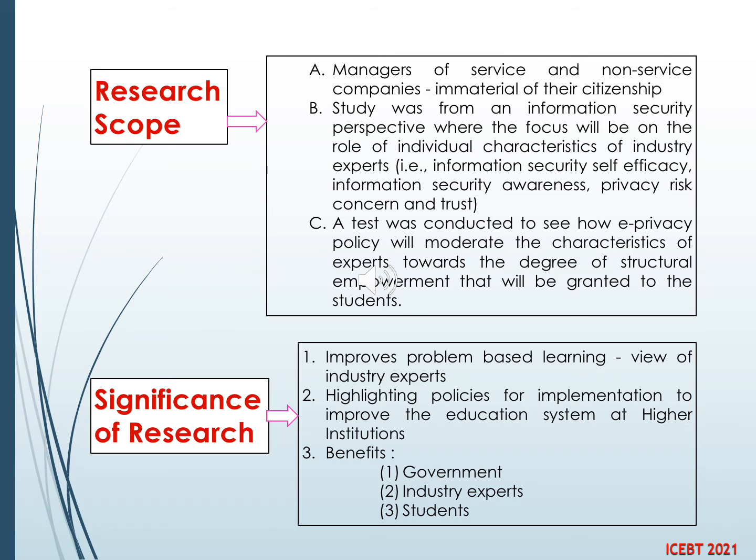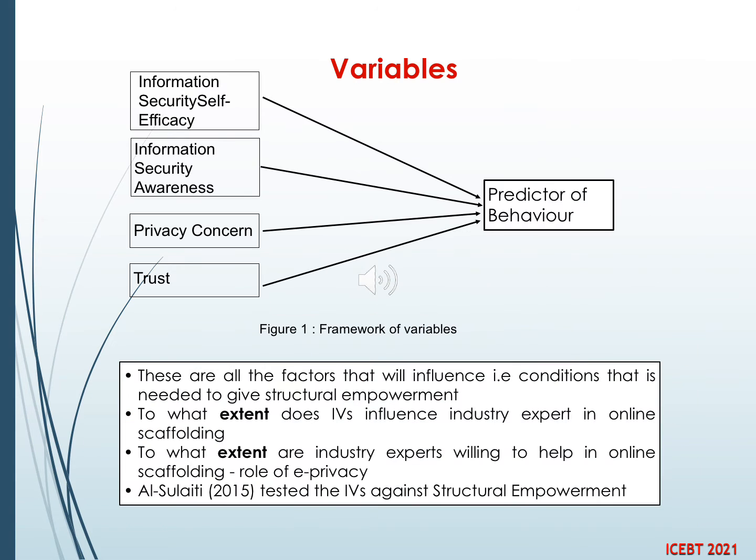The significance of this research is such that it will help improve problem-based learning. This is with the view taken from the experts themselves, and we hope that with this we can highlight new policies to the education system to be implemented in higher institutions. Based on literature review, 4 main predictors of behavior: information security self-efficacy, information security awareness, privacy concern, and trust were proven to be the most influential conditions when it comes to structural empowerment. Thus, we use this to test the extent of how they influence online scaffolding and how e-privacy is moderated.